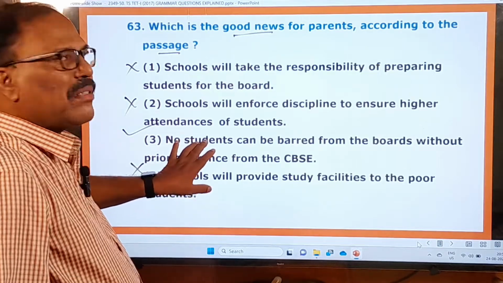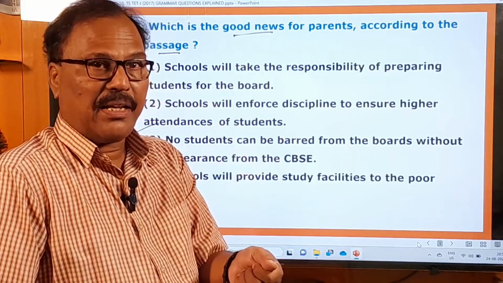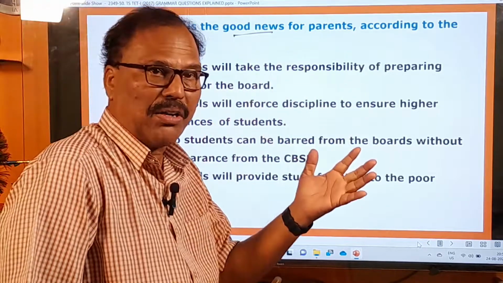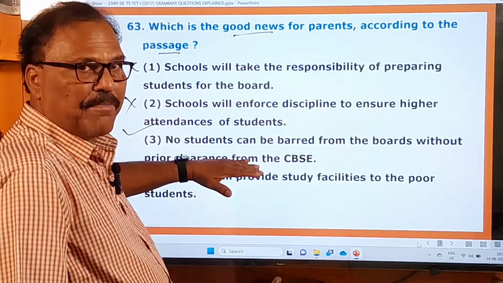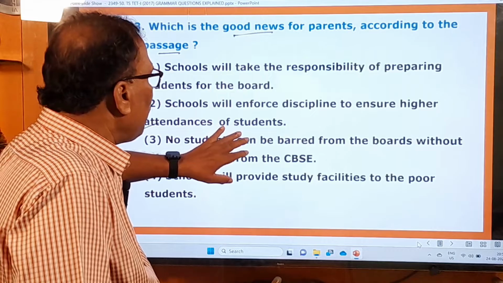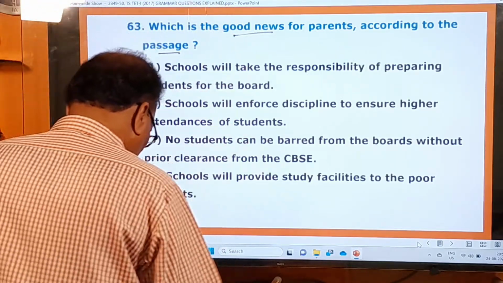Only this is right because the CBSE has taken up this issue very seriously, and it has ensured that students will not be debarred without their permission. So this is a piece of good news for parents. Right. Now let's go to the next question.